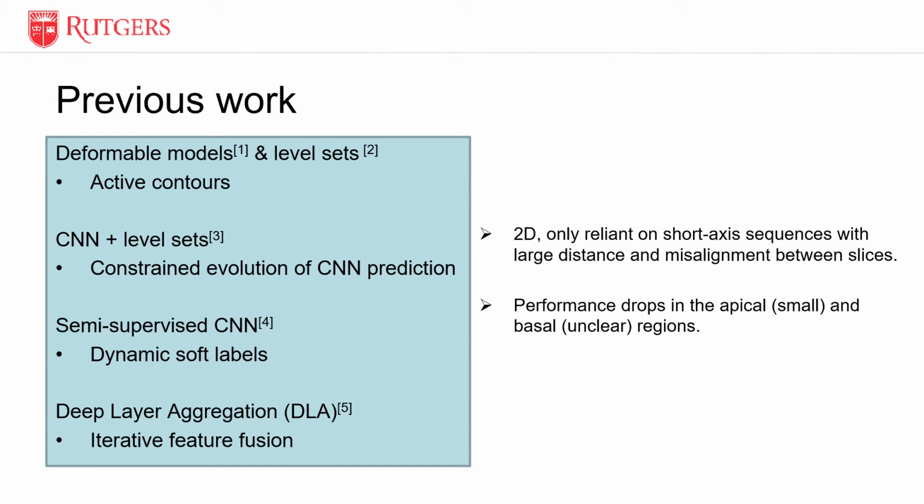However, these previously developed deep networks are primarily 2D, because short-axis sequences are acquired with relatively large between-slice distance, which leads to inevitable misalignment between slices due to the gaps as well as potential threshold inconsistency. And thus the performance of 3D networks is inferior compared to 2D networks. Although 2D methods have achieved good results for the middle region of the ventricles, the apical and basal regions are still challenging, because the apical region is relatively small in the image, and the basal region has unclear boundaries between the ventricles and the atria.